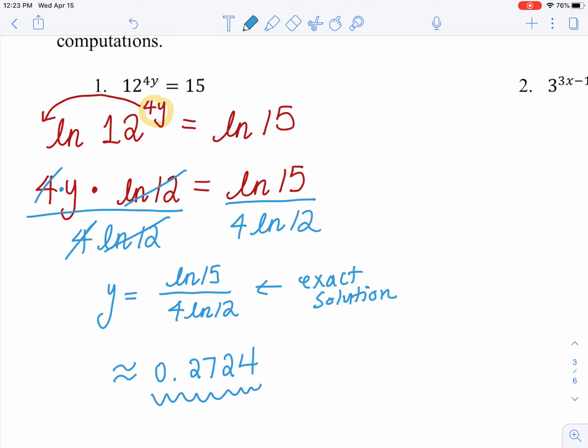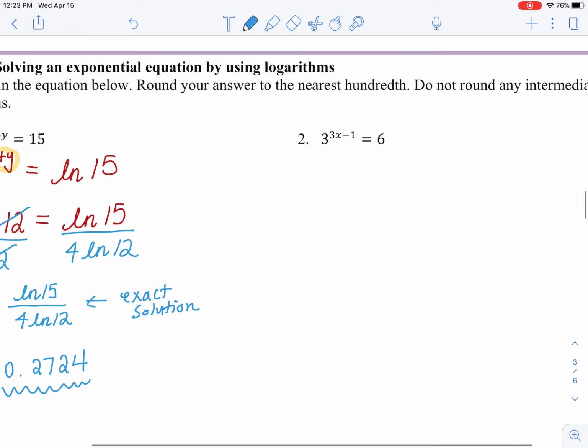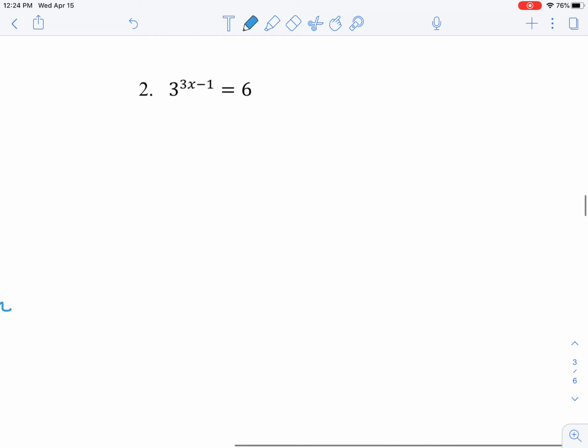So that's what I mean by I want the exact solution and the decimal approximation. This week, when you submit the classwork, you may have no idea what I mean by exact solution and decimal approximation. I know who's watching and who's just trying this on their own. So please give me the exact solution and the decimal approximation.